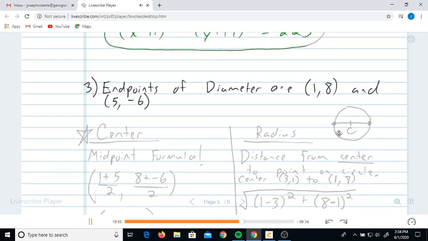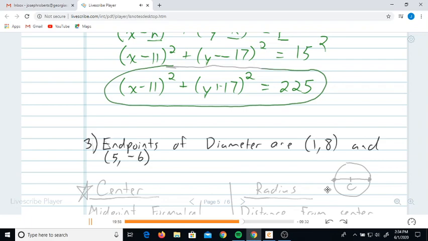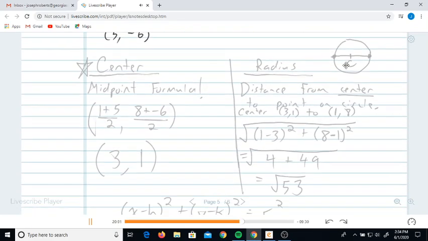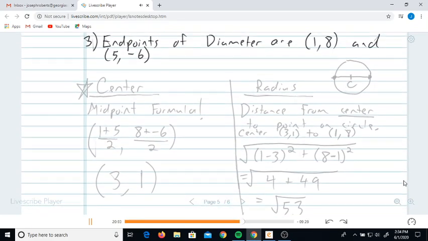Now, a word of warning, some of you might check your answer by trying to plug in the center. Remember, the center technically isn't a point on the circle, right? It's in the middle of the circle. So since it's not on the circle, it won't satisfy the equation. Actually, if you punch in the center, you're just going to zero out the left-hand side.